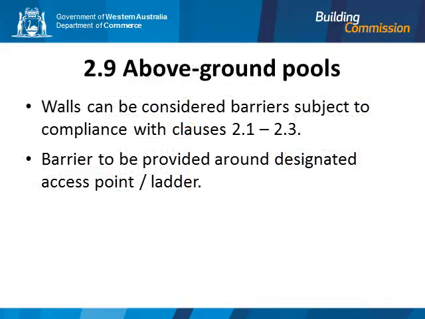Clause 2.9 is for above ground pools. Similar to the 1993 edition, the walls of an above ground pool can form part of the pool barrier as long as it complies with the various provisions such as height and non-climbable zones. Additionally, however, there is a requirement for a fence and gate to be provided around any fixed ladder, or if the ladder is portable, around a designated entry point.